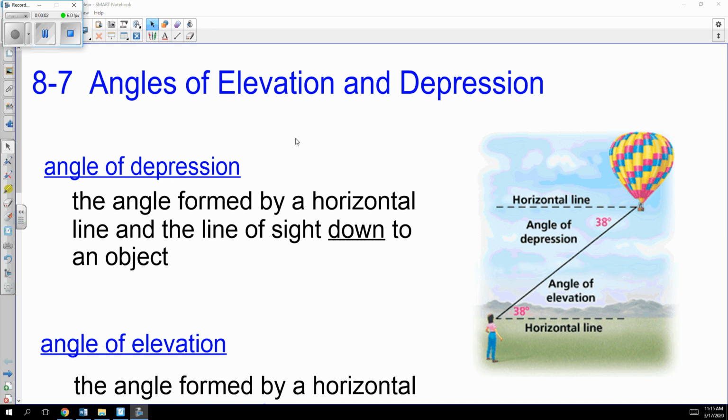Hi guys, we're gonna talk about angle of elevation, angle of depression. We're gonna see if this works okay. I don't know how it's gonna play out.